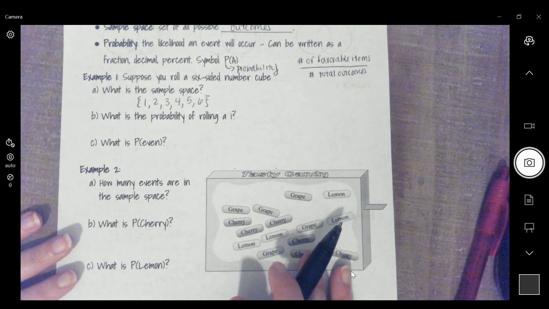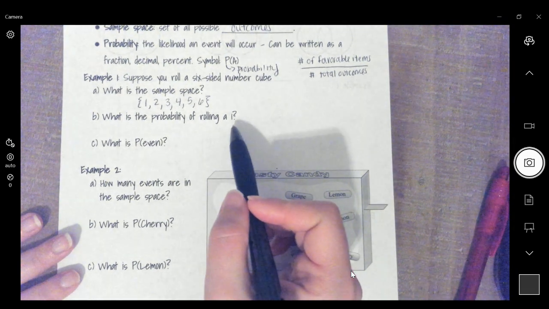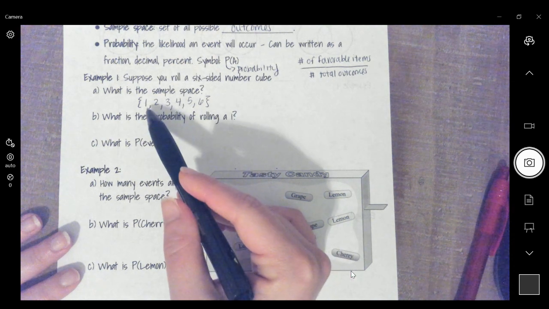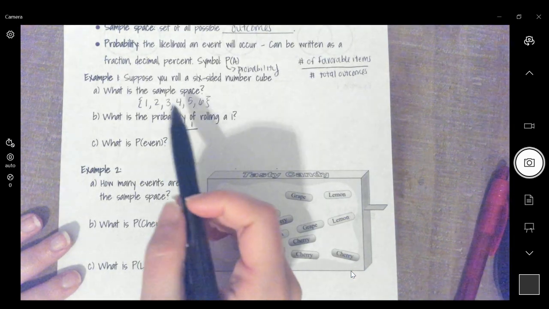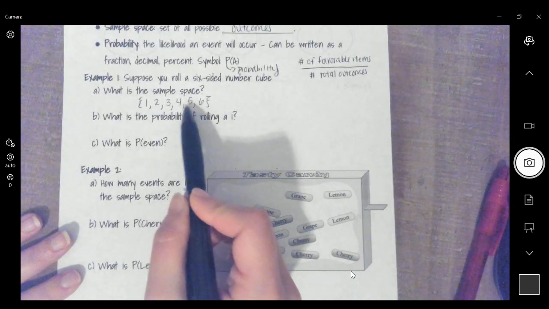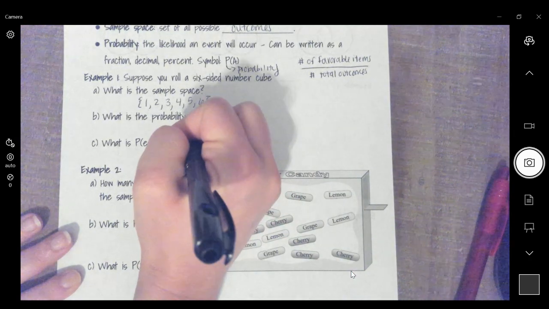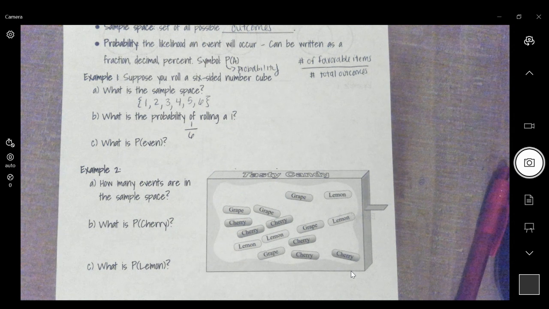So letter B says, what's the probability of rolling a 1? So the number of ones that I have, 1, that's the number of favorable outcomes, over the number of total outcomes. So there's 6 different things that we could roll. So probability of rolling a 1 would be 1 out of the 6 options.